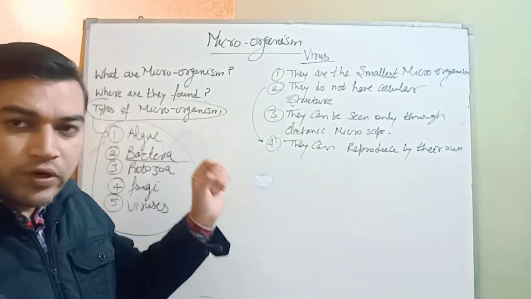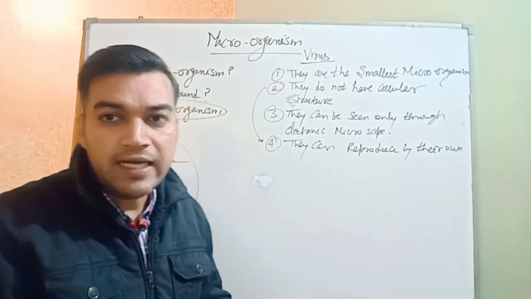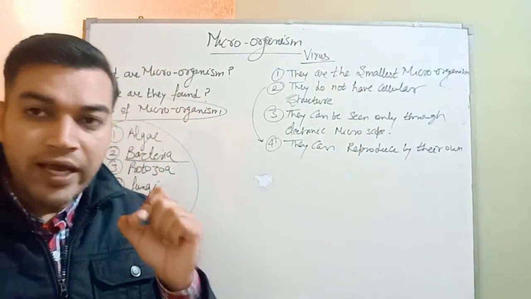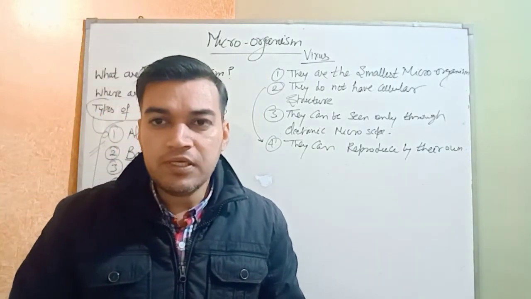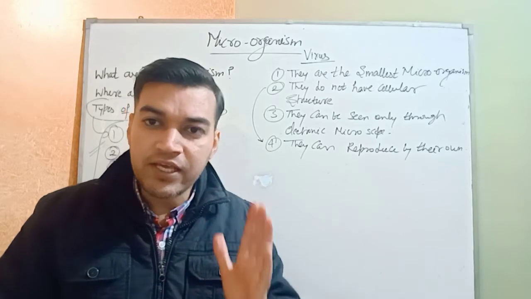So if they do not have a cellular structure, how can we say it is living? Virus is the only microorganism that exists on the borderline between living and non-living.